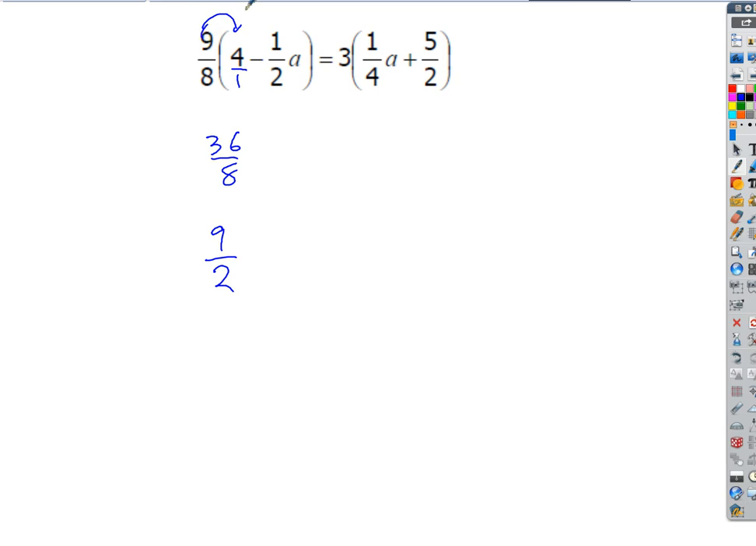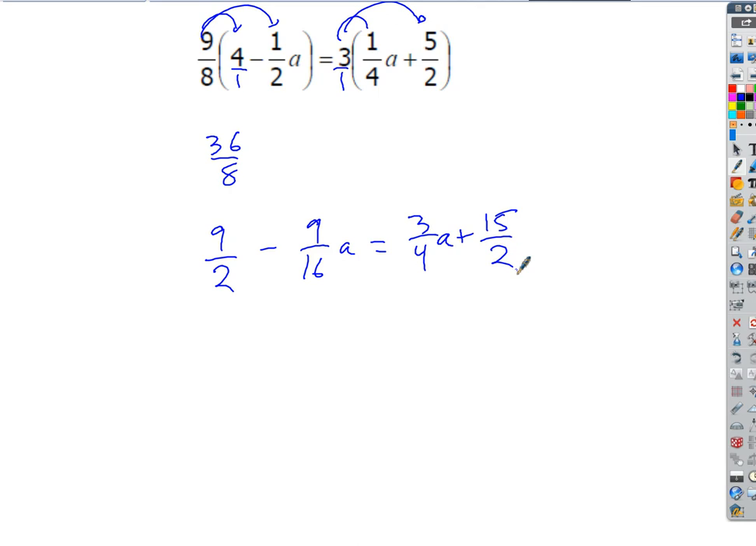Continuing on, if I distribute the 9/8 over here, what am I going to get? Minus 9/16 and then times A, right? Equals, what about over here if I distribute the 3? 3/4. Good, 15, because that's like 3 over 1, right? So if I distribute over to there, I'm going to get, oh, and there's an A there, isn't there? 15 over 2. Now, this looks more like the problem we had prior to roundup.